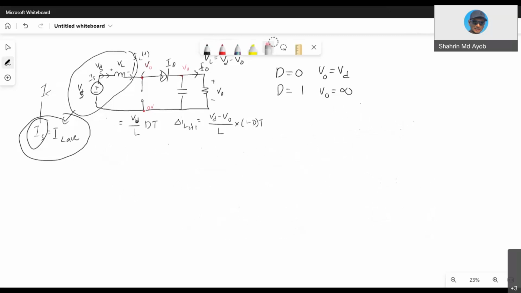Next week, I will give the second assignment, which is related to the boost converters. If you haven't finished the first assignment yet, you can already submit it, because I have already turned on the submission link.